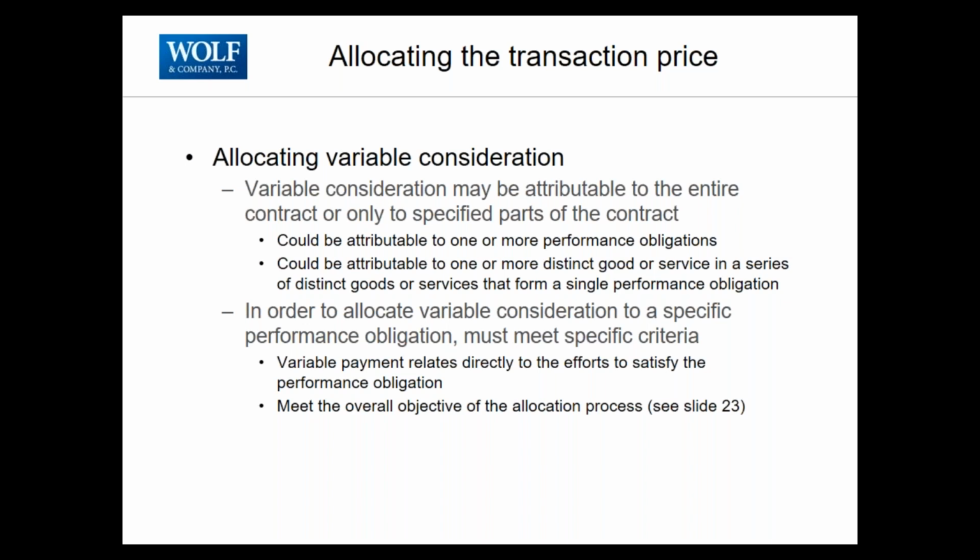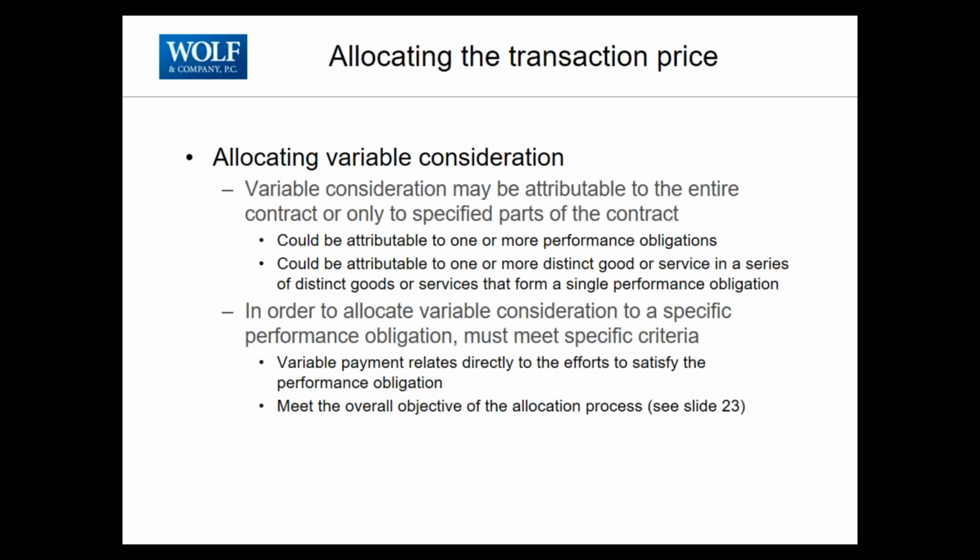So the variable consideration can be attributable either to the entire contract and all the performance obligations therein, or to specified parts of the contract. That could be one or more performance obligations, or it could be one or more of the distinct goods or services in a series of distinct goods or services that form a performance obligation. But in order to do that special allocation of the variable consideration, you have to meet specific criteria, and you must meet both of these criteria.